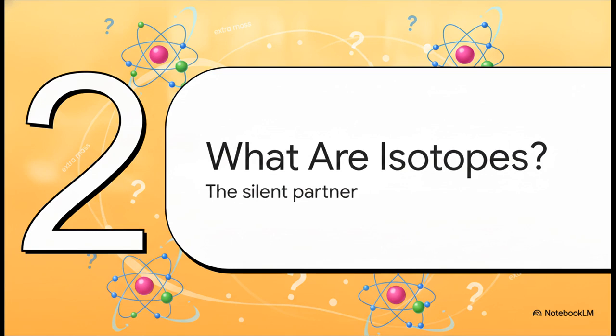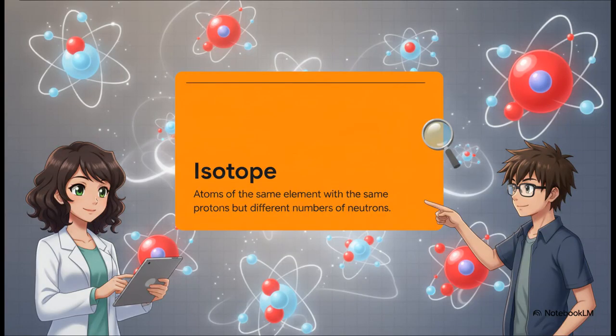What are isotopes? If all carbon atoms have exactly 6 protons, why do some carbon atoms weigh more than others? If the protons define the element, and the protons aren't changing, where exactly is this extra mass coming from? Enter the silent partner of the atom, the neutron. Neutrons have a mass of 1, exactly like protons, but they carry no electrical charge whatsoever. They're just kind of along for the ride.